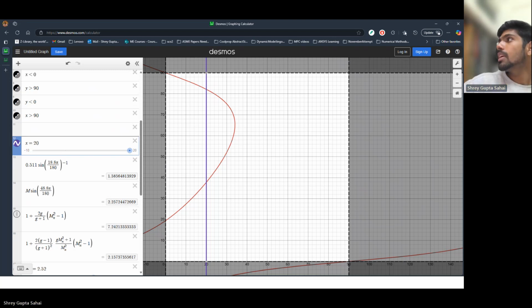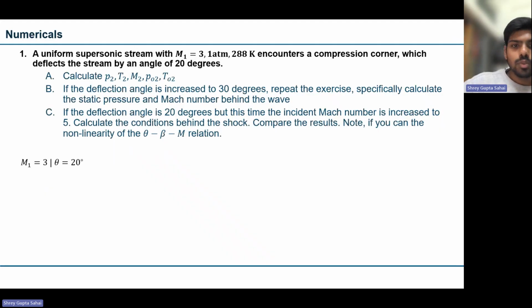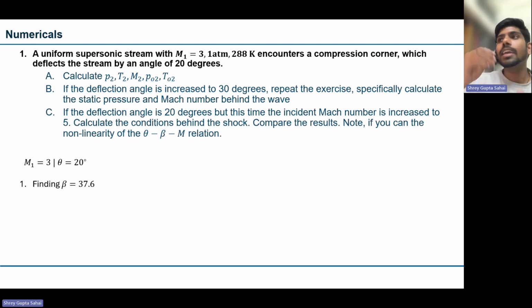Again, let's go back, so we find that beta is 37.6. Okay, now what is our next step? Step one is finding beta. What is step two? Step two is finding M2.